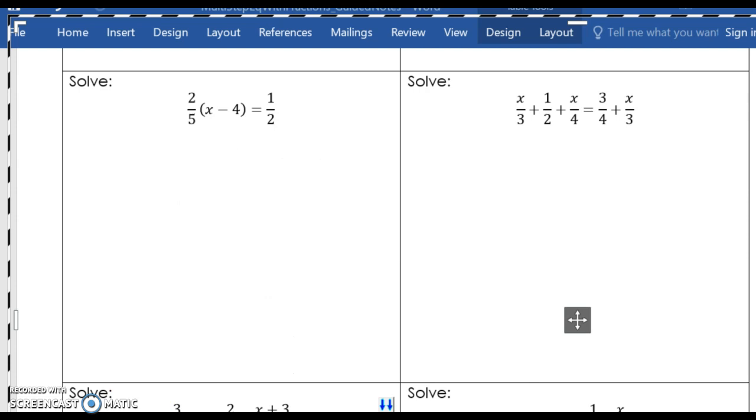This next example has a lot of fractions. If you look at the denominators, we have 3, 2, and 4. Think about what we could multiply to eliminate all of those fractions. If you said 12, you're correct. Let's multiply the whole thing by 12.